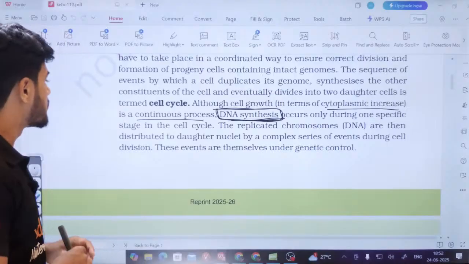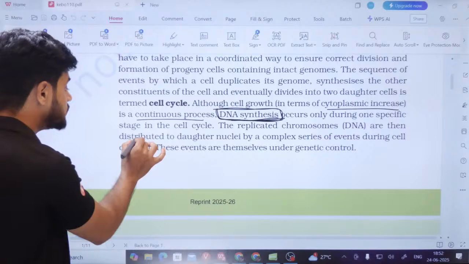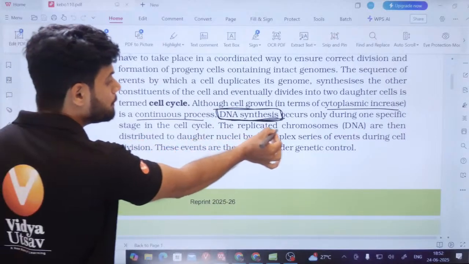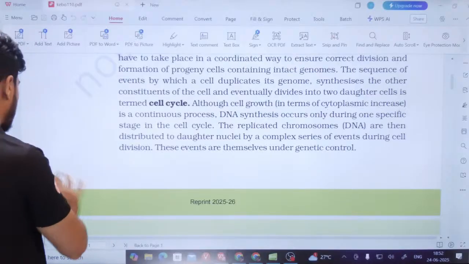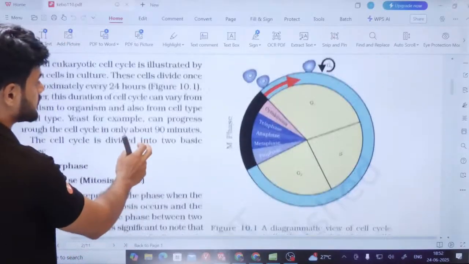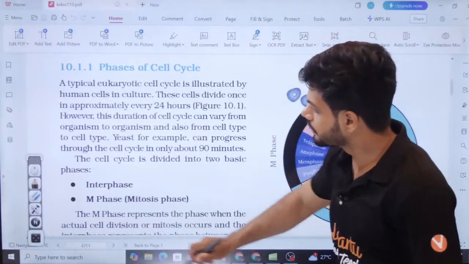Now, students, the replicated chromosomes or the DNA are then distributed to the daughter cells by a complex series of events during the cell division. These events are themselves under genetic control. This is what we learned today.